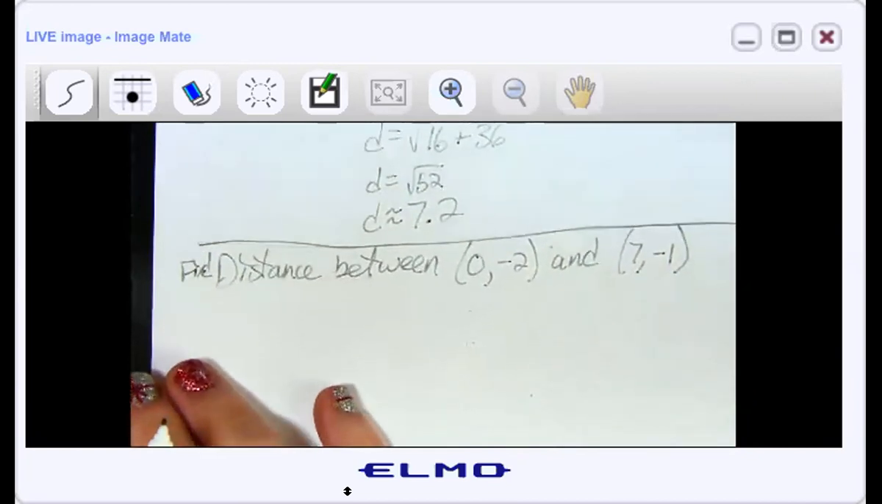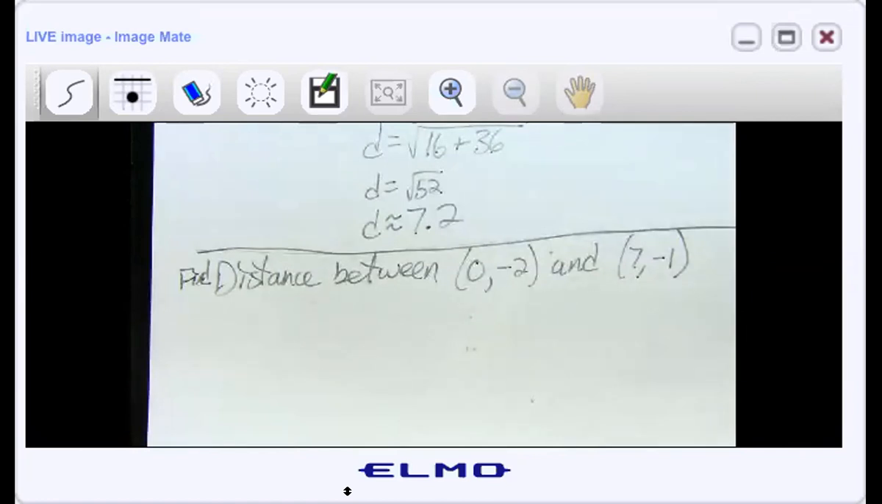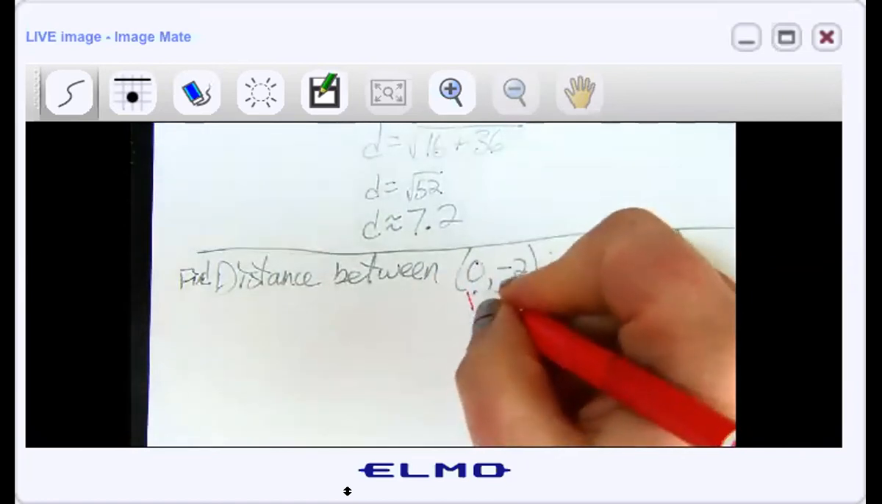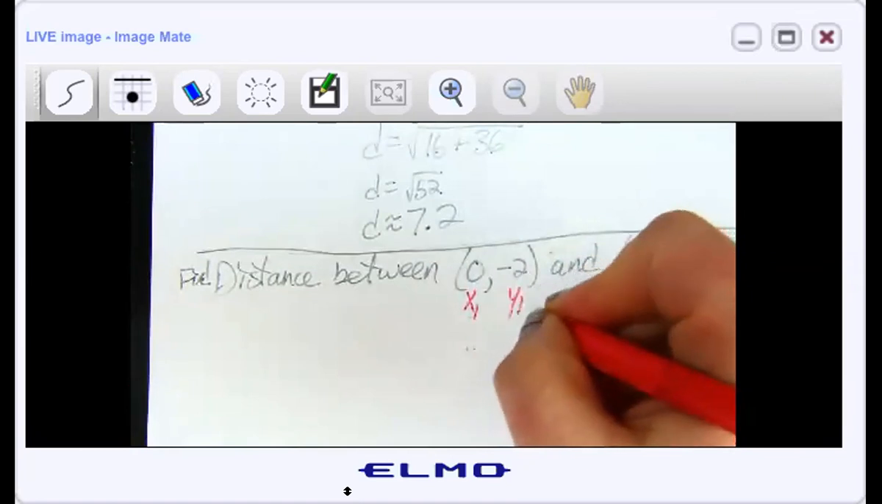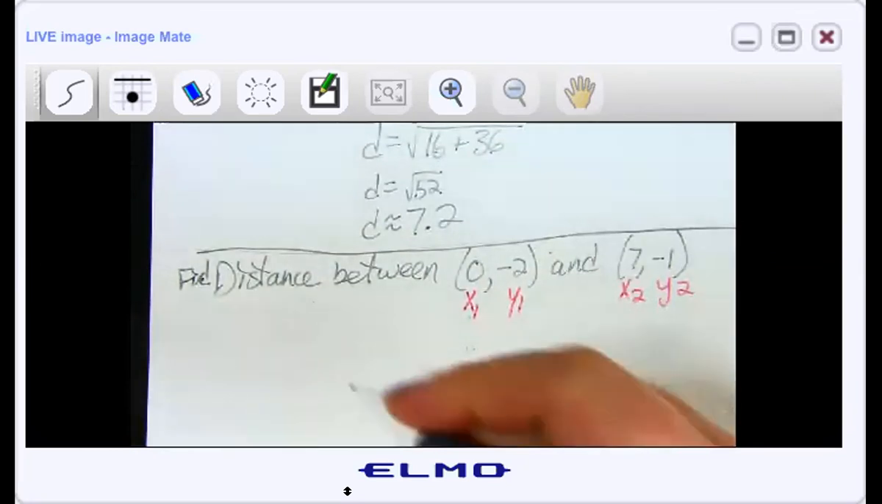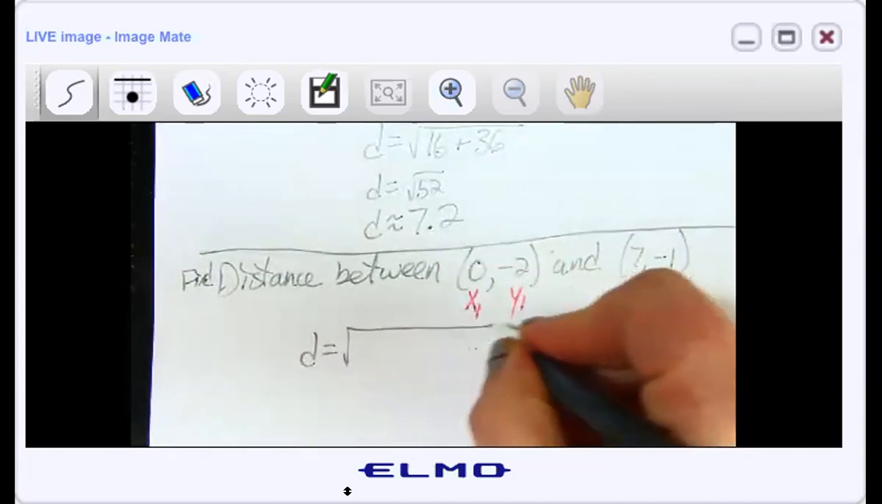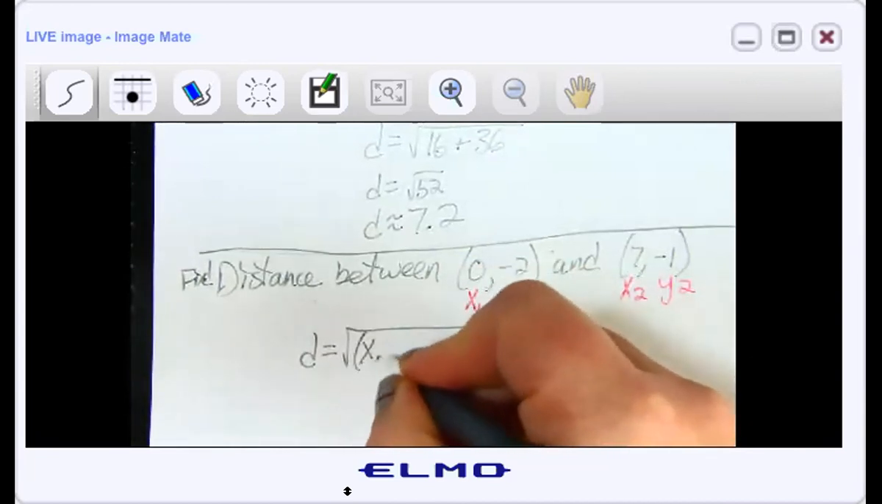I don't need to graph it. You could, but I don't need to. I'm just going to use that distance formula. So make sure that you know who's who. X1, Y1, and this would be X2 and Y2. Okay, and now all I have to do is put it into that distance formula. So please make certain that you have the distance formula written down correctly.